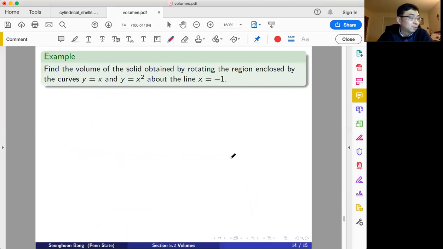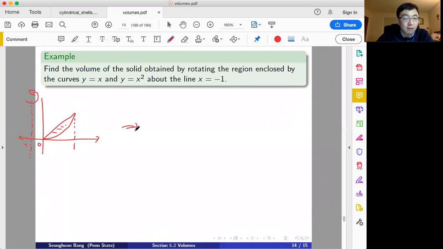So here, find the volume of a solid obtained by rotating the region enclosed by the curves y equals x and y equals x squared. We have the same curves here. So we have y equals x and y equals x squared. The intersection points are 0 and 1, the same. We have this region. You have to rotate about x equals -1.